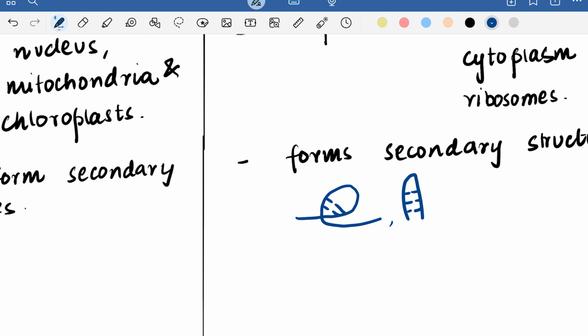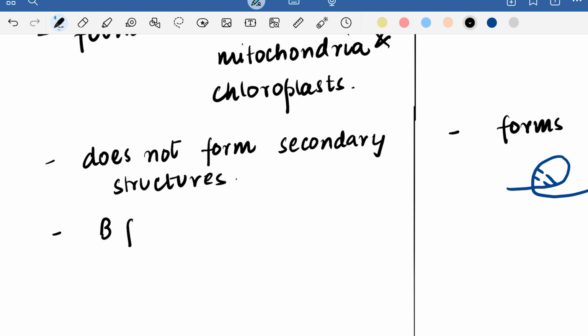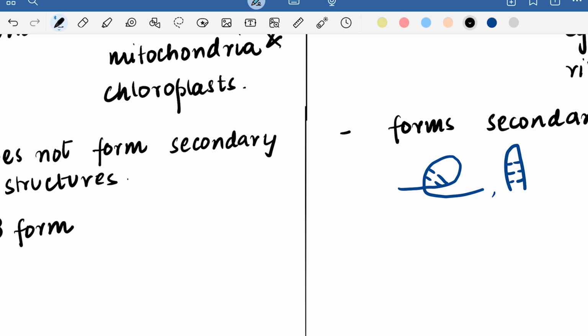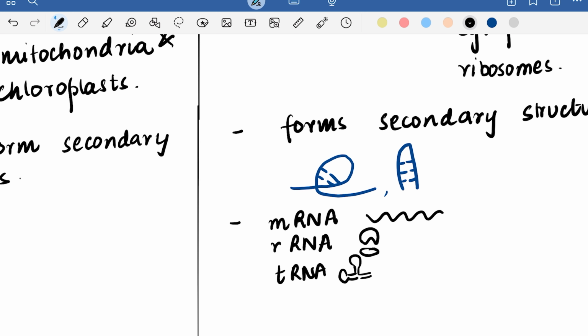Lastly, DNA typically exists in B form structure in most organisms. In contrast, RNA doesn't have such specific forms, but it does exist in 3 types, that is mRNA, messenger RNA, rRNA, ribosomal RNA, or tRNA, that is transfer RNA.